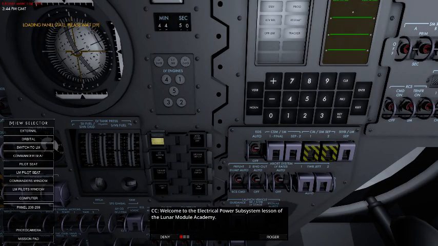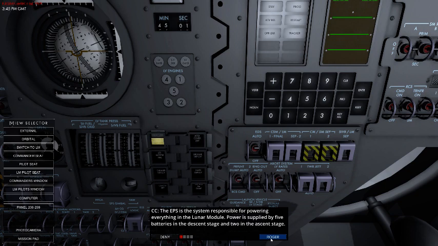Sounds like we've got some stuff ready to go. Alright. Welcome to the Electrical Power Subsystem Lesson of the Lunar Module Academy. Roger that. The EPS is the system responsible for powering everything in the Lunar Module. Power is supplied by 5 batteries in the descent stage and 2 in the ascent.